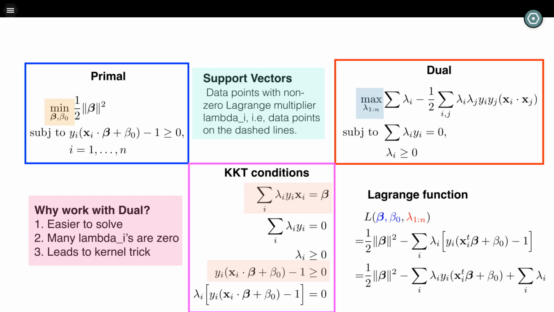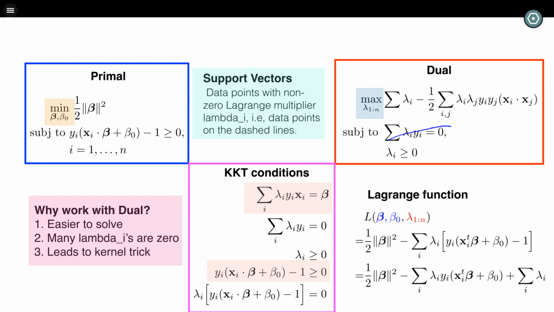Now, why do we want to work with the dual problem? It's actually easier to solve because, if you look at the appendix I mentioned previously, you can get rid of the first condition. You are dealing with a quadratic function, and there are n parameters, lambda 1 through lambda n, and the only constraint you have is that the lambda i's should be non-negative. So that's a relatively easy problem to solve.